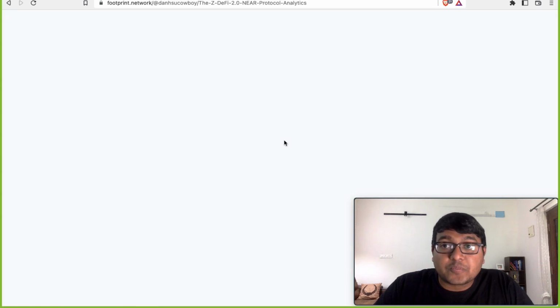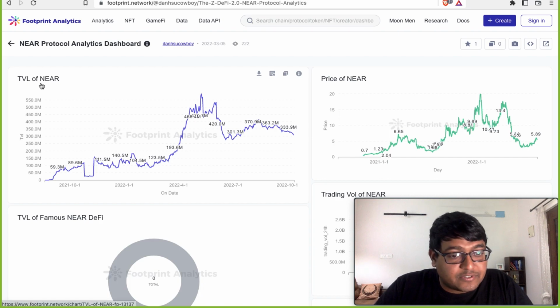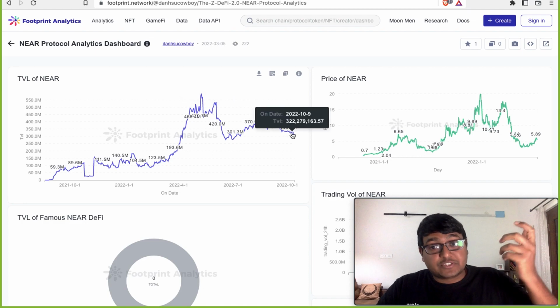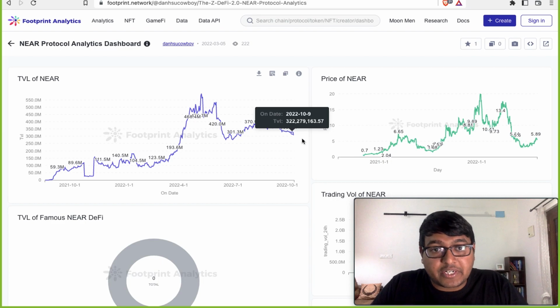Right? If you go to a website like Footprint Analytics, you can see that the total TVL, total value locked, has gone over 500 million, and today it's at about 300 million. So the variance is not so much. In fact, it is still holding on to so much TVL, and that's a great thing.